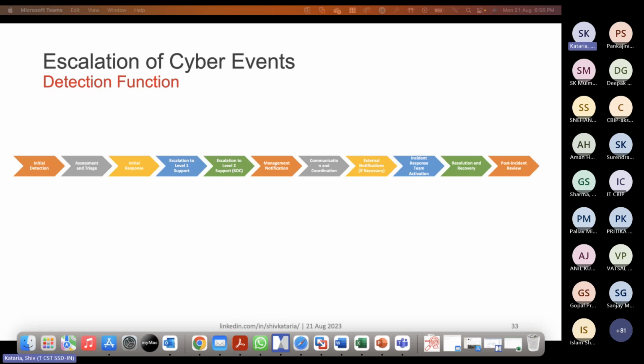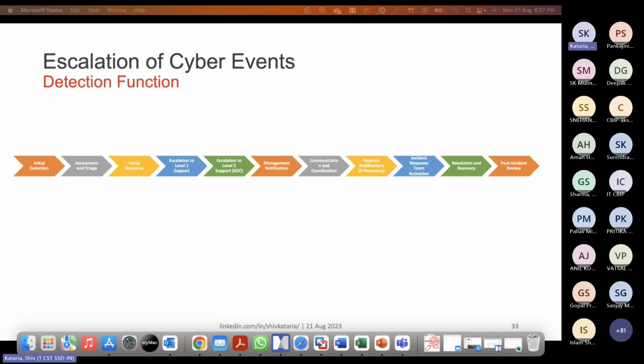And CERT-In in India has very, very specific guidelines that even if some assessor is there at one of the critical infrastructure or other facilities, and if they get to know that there is an incident or an event, it is the responsibility of the assessor or auditor also to notify CERT-In about that event, even though the organization might not bring it to CERT-In's notice.